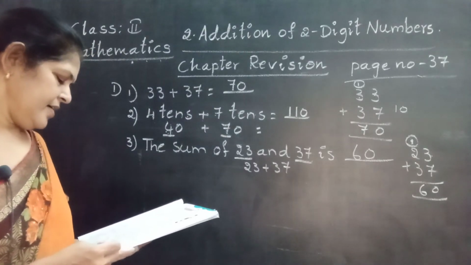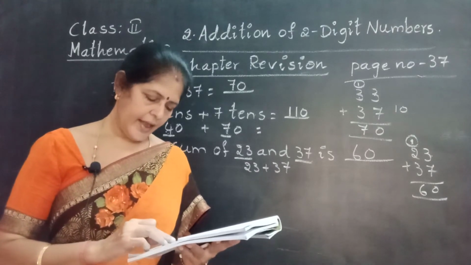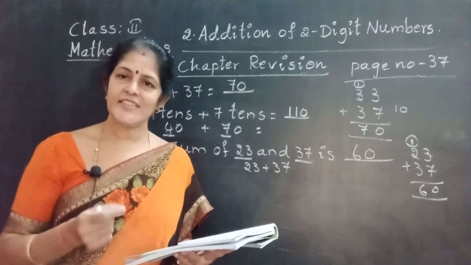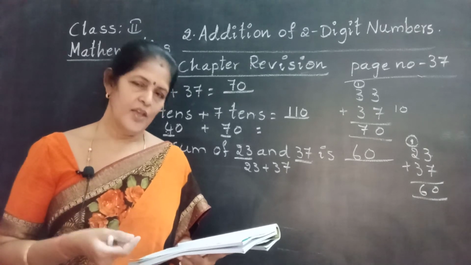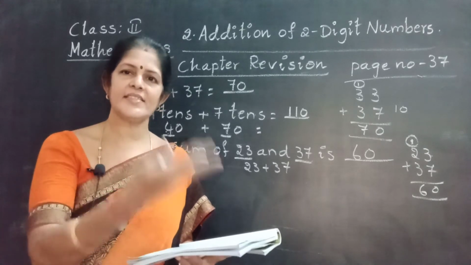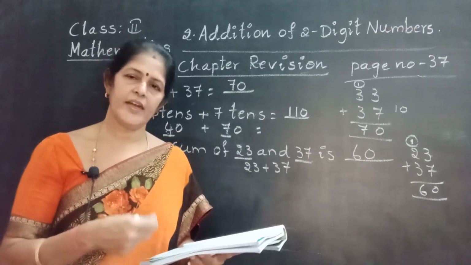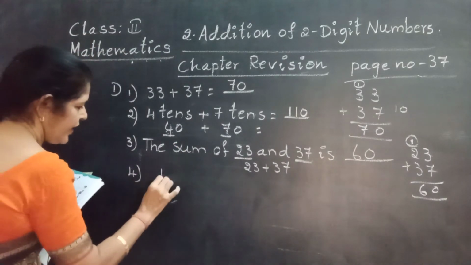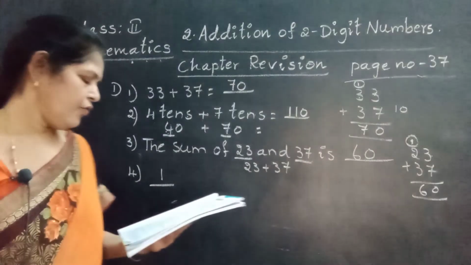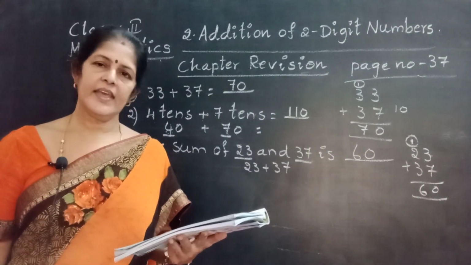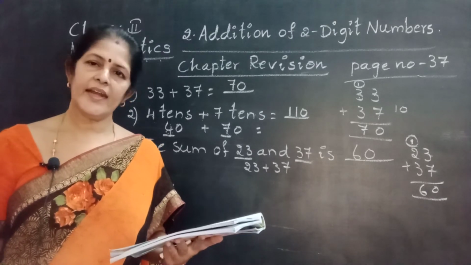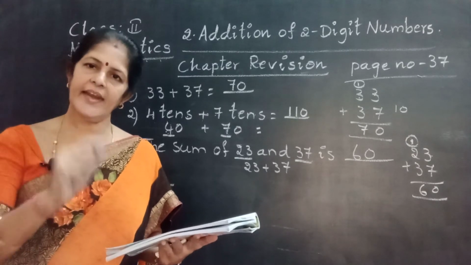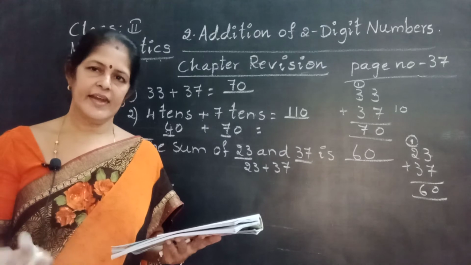Dash is added to a number to get the next number. By which number are we going to add it to a number? Yes. What is the answer? Fourth one. 1. 1 is added to a number to get the next number. Understood? Fourth blank. 1 is added to a number to get the next number.